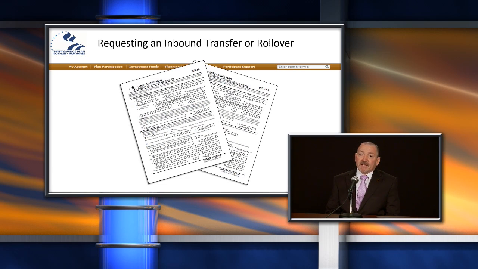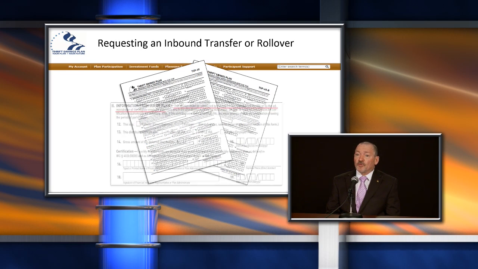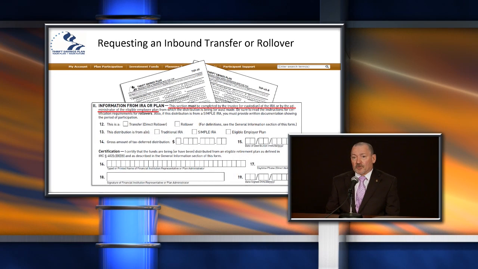Actually, requesting the transaction is pretty easy. We have a very simple form for requesting an inbound transfer. Actually, it's two forms: TSP 60 for traditional money and 60R for Roth money. You fill out just the top portion of the form and then present that form to the institution that's sending us the money. They're certifying that the money is an eligible rollover distribution. That institution will probably have forms of their own, but all the TSP needs is the TSP 60 or 60R and the check.